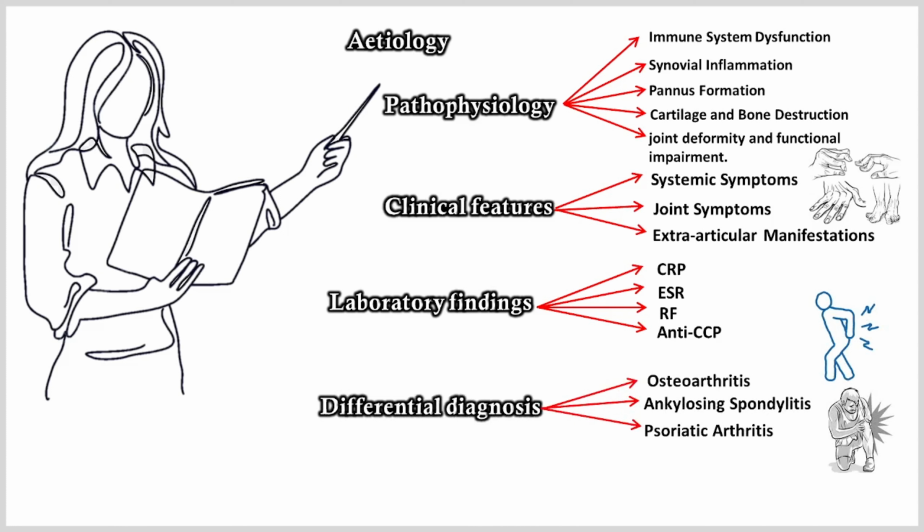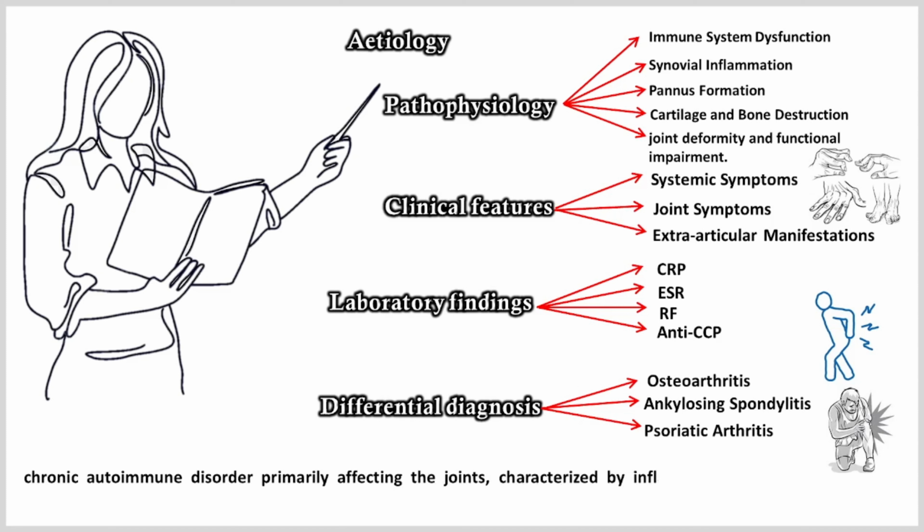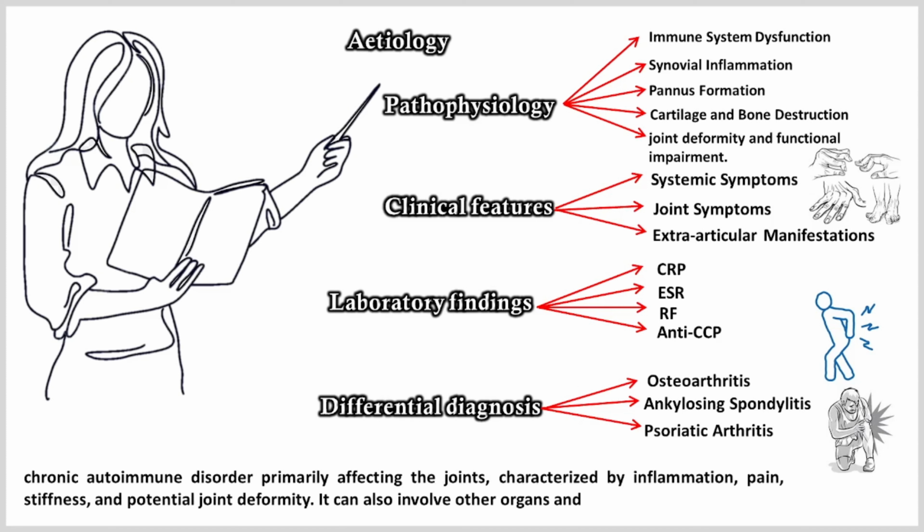Let's get started. Rheumatoid arthritis is a chronic autoimmune disorder primarily affecting the joints, characterized by inflammation, pain, stiffness, and potential joint deformity. It can also involve other organs and systems in the body. Understanding its pathophysiology, clinical features, and how it differs from other types of arthritis is crucial for proper diagnosis and management. Let's see how it affects the world population.